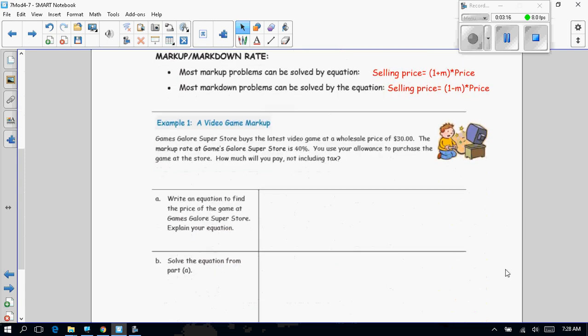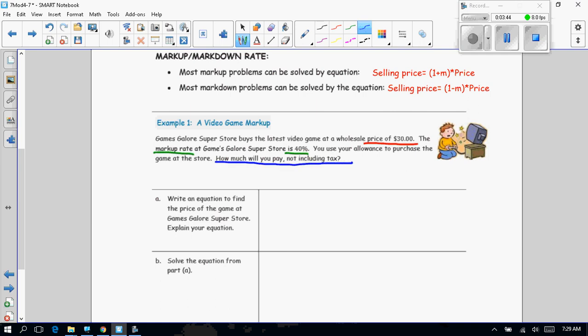So Games Galore Superstore buys the latest video game at wholesale. So that means they're buying it, right? The manufacturer is selling it to them for $30. The markup rate, here we go, markup rate is 40%. You use your allowance to purchase the game at the store. How much will you pay? Not including tax, right? Your parents will pay the tax, you just have to pay. So we want to know, how much are you going to pay?